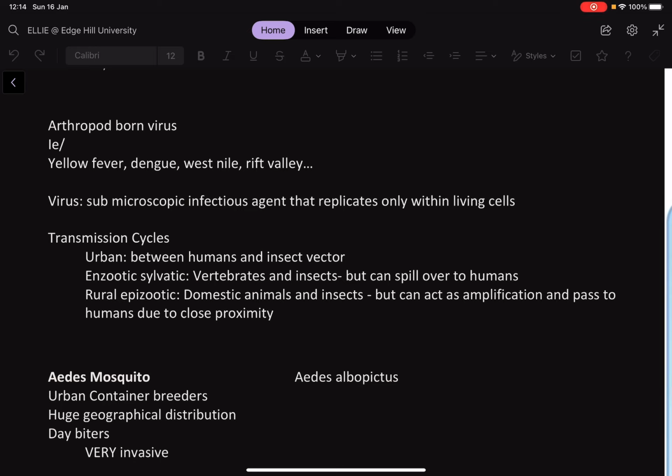And then there's rural epizootic, the epi word there. And this is between domesticated vertebrates and animals and insects. But it can also spill over to us because domestic animals live in close proximity to humans. So there's easy transmission between them. These domesticated animals, because there's such high numbers of them as well, they can act as sort of like an amplifier of the virus because it can replicate inside them, get loads more copies, and then spread to loads of humans.